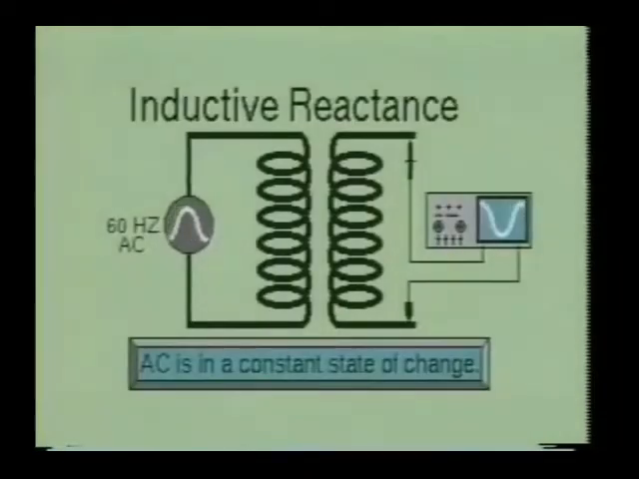Alternating current is in a constant state of change, and the effect of the magnetic fields produced when the current flows through a coil is a continual induced voltage that opposes any change in current. This reacting ability of the inductance against the changing current is called inductive reactance.